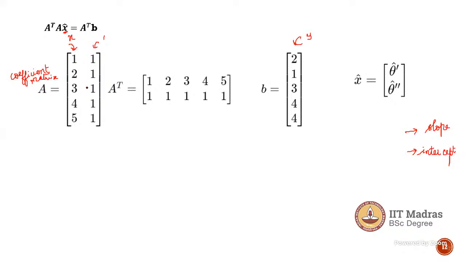And you're augmenting with a column of ones. Why? Because that is your representation for y equal to mx plus c, right? That is your linear equation, right? So this A is a coefficient matrix. The first column belongs to the slope here, and the second one to the intercept. That is why we augment this one.